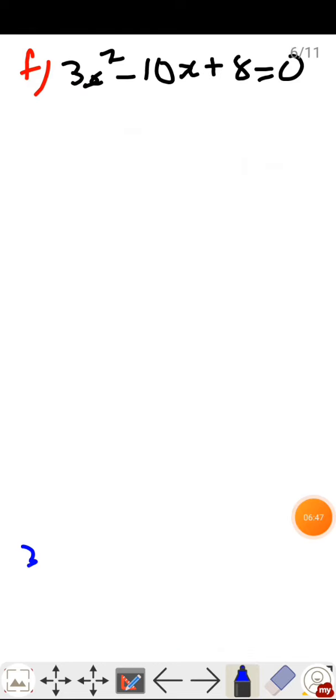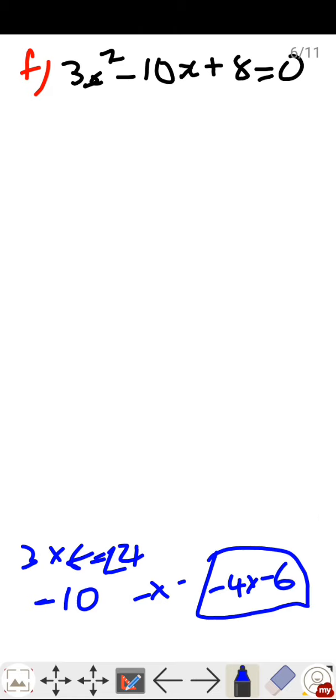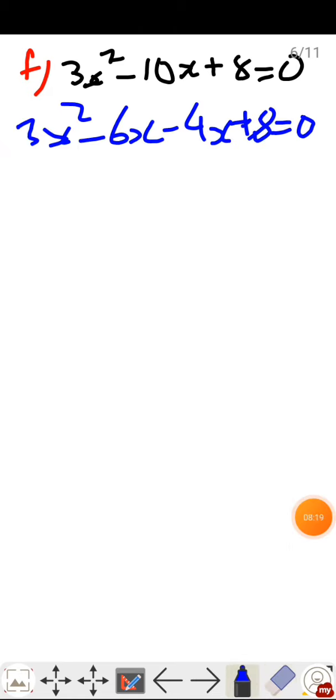So look at our last example, guys. Coefficient of x squared is 3 and 8, so we'll get 24, and the number in the middle is 10. So we have to look for two negative numbers. Okay, in this case minus 4 and minus 6, because when you multiply the two we get 24, when we add we get minus 10. So you write the two there, 3x squared minus 6x minus 4x plus 8.